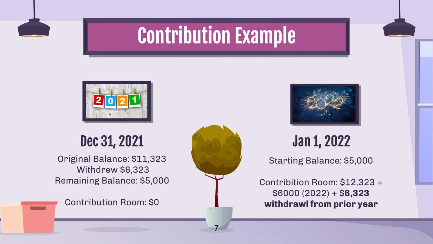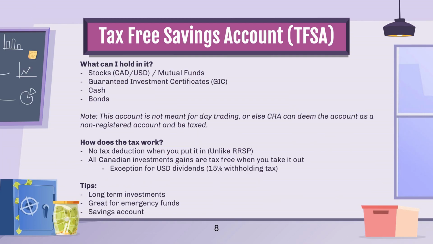As of January 1st, 2022, you would have a starting balance of $5,000, which is how much you ended off the year with. Then your contribution room for that year is the $6,000 limit that you were granted from the government, and then any withdrawals that you've made in previous years, which is $6,323, which makes your final contribution room $12,323.